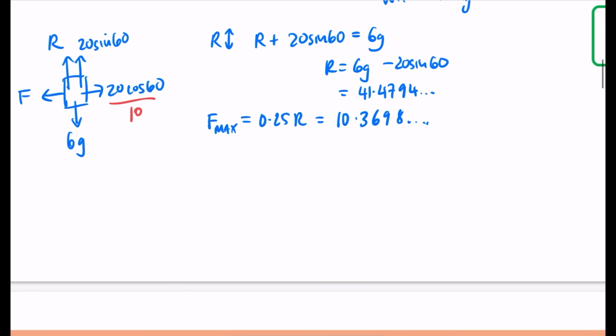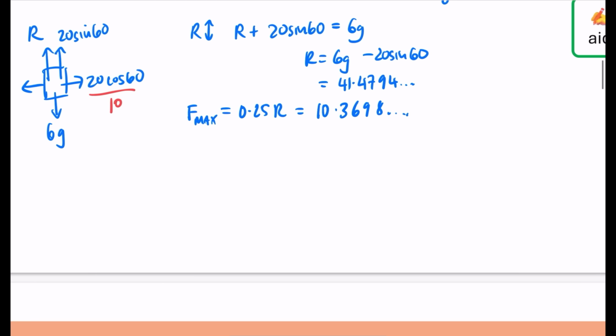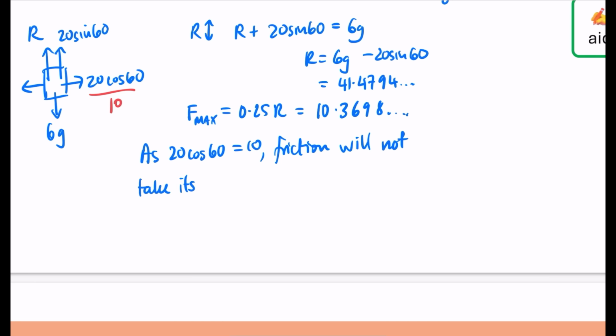So I can say as 20 cos 60 equals 10, friction will not take its maximum value. In fact, the friction will just counter it. So the friction will be 10 newtons.